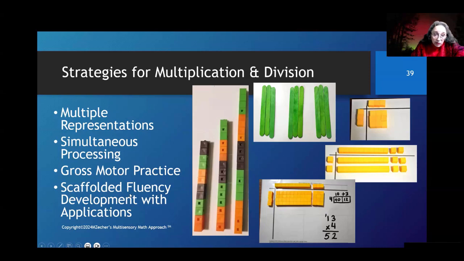We want to scaffold fluency development and use it with applications. In an inclusion class, you're going to have many students who need to go back and continue working on fluency development for math facts. Math facts are important. They free up working memory for applications, especially as they go toward middle school and high school.